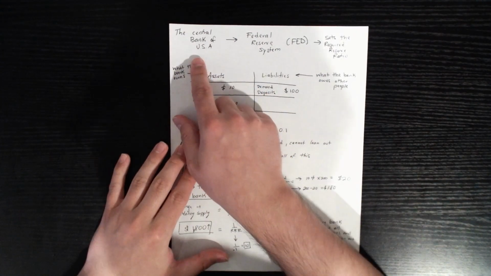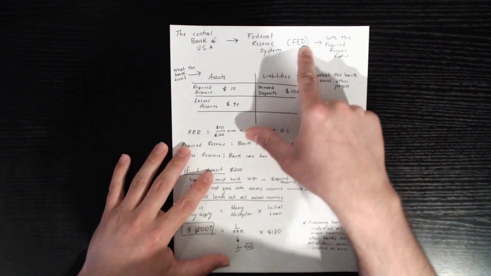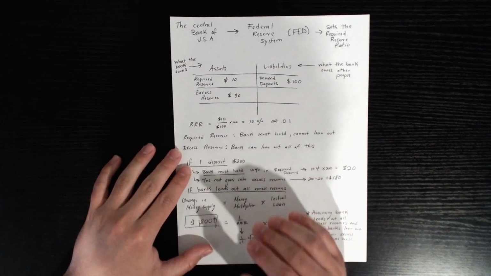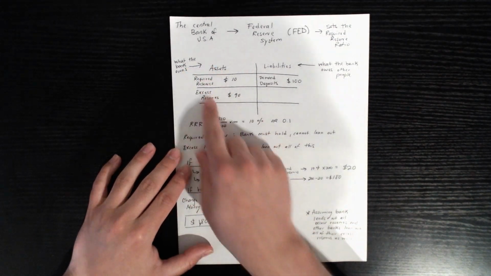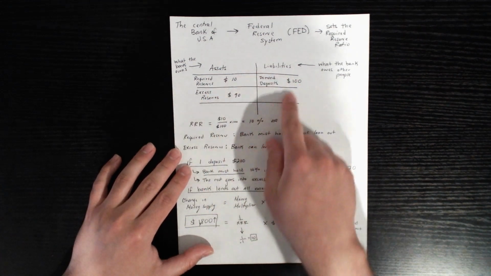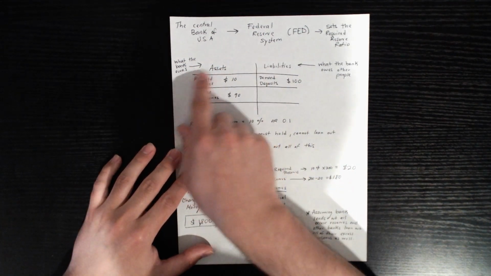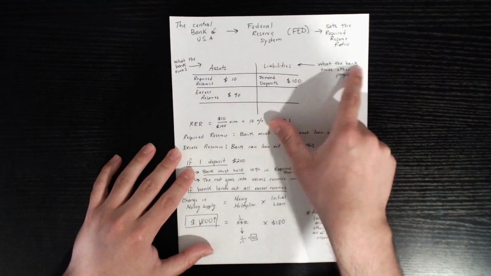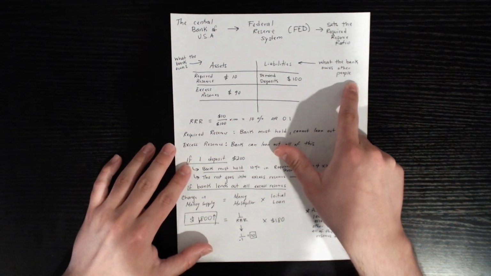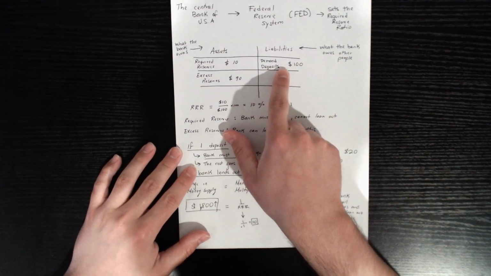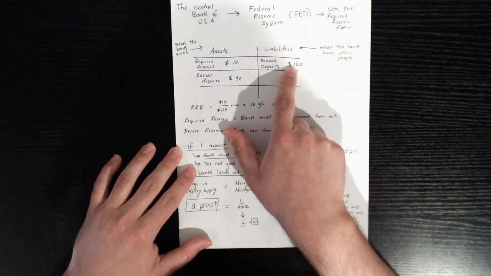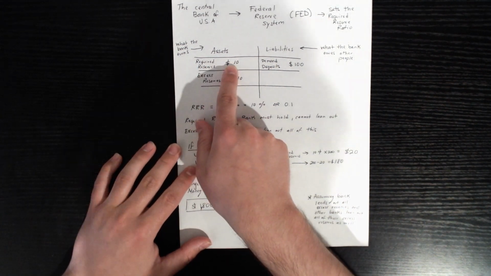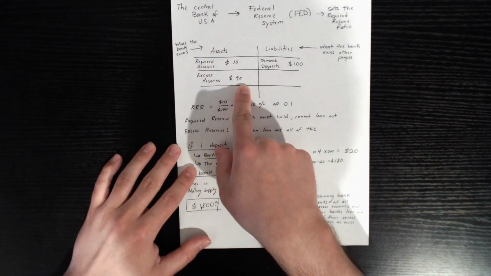Now, the central bank of the United States, the Federal Reserve System, which we're going to call the Fed, sets the required reserve ratio in our country. Here we have a bank balance sheet. So let's go over some accounting real quick. Assets are things that the bank owns that give them value, and liabilities are what the bank owes to other people. Here, the liabilities are demand deposits of $100 because they owe this to somebody else who deposited the money in there. And their assets are the required reserves, which is $10, and excess reserves, which are $90.